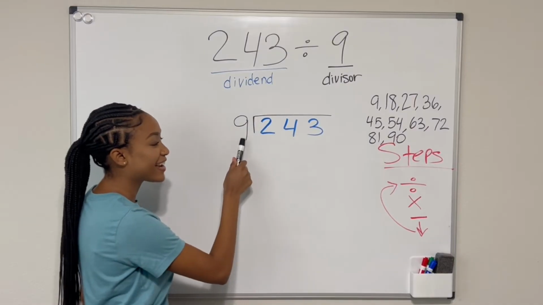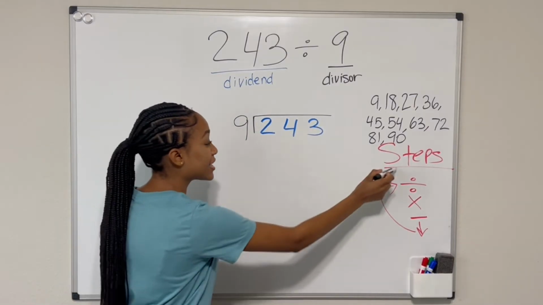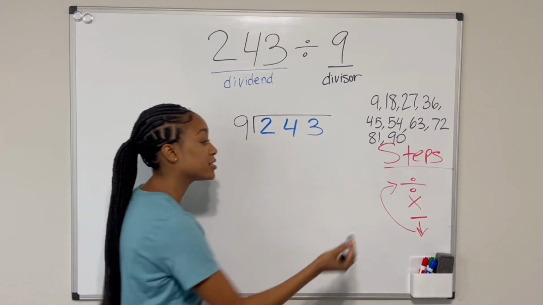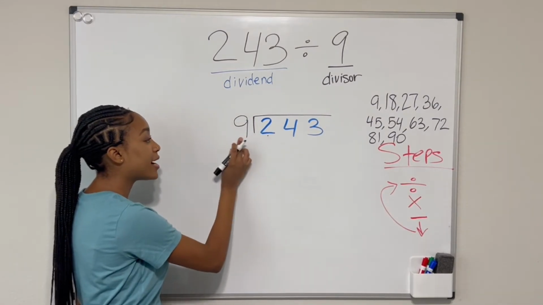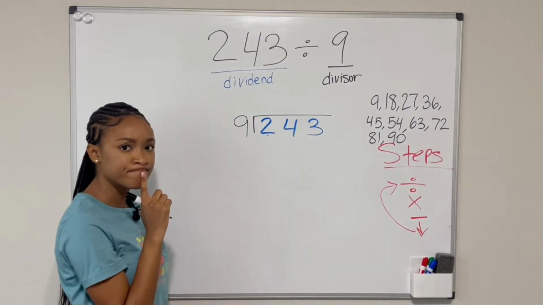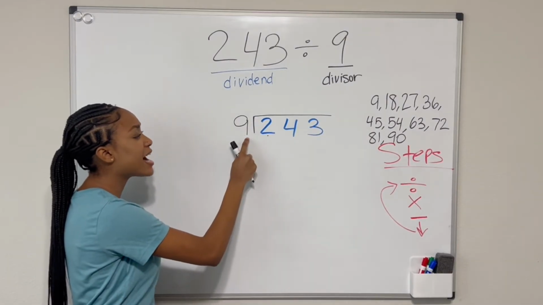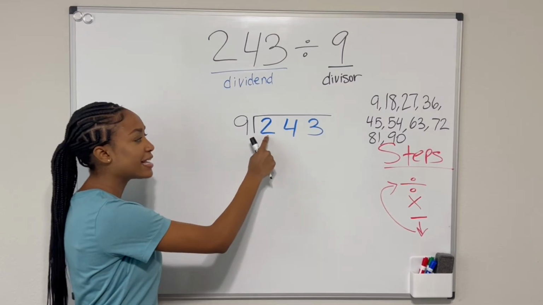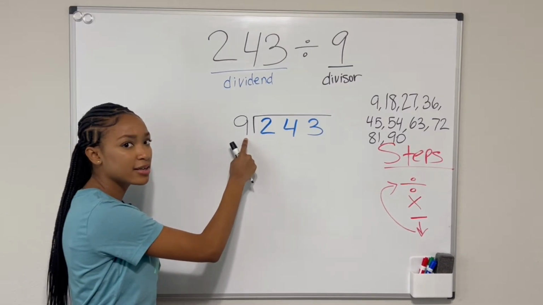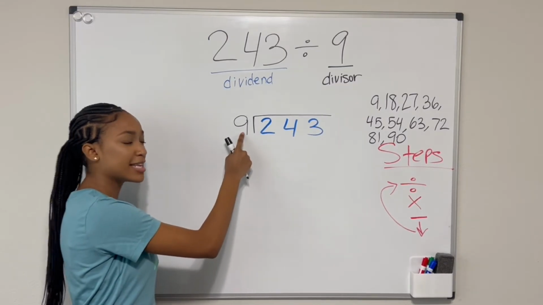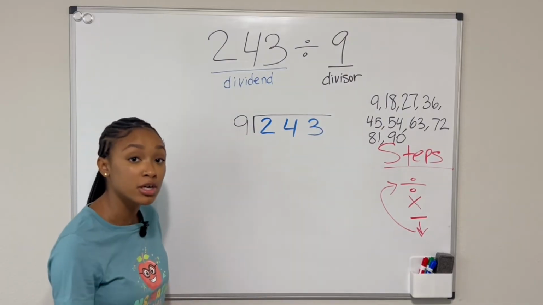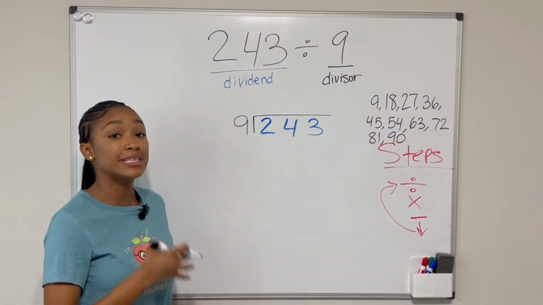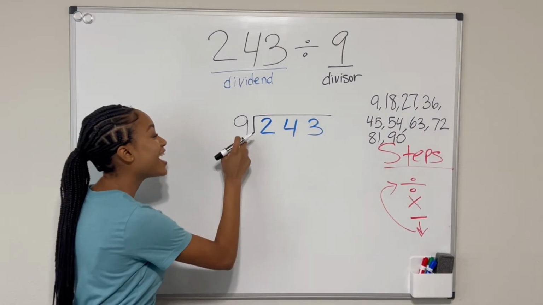243 divided by 9. How do I do that? Let's look at our steps. Our first step tells us to divide. I'm going to divide 2 divided by 9. If I have 9 equal groups, can I divide 2 divided by 9? Can I put 2 into 9 equal groups? No, I cannot, because 2 is smaller than 9. 2 is less than 9.